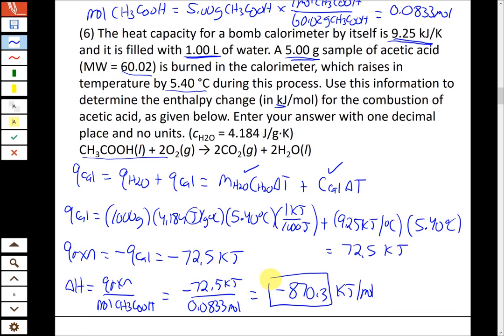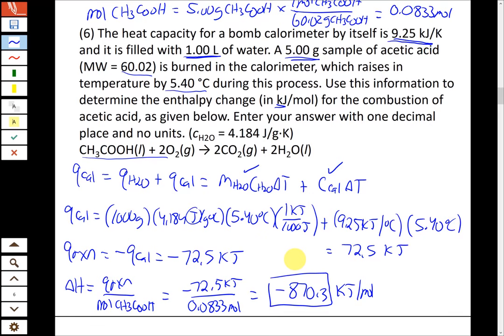Okay, so this is a pretty typical bomb calorimetry problem. You're likely to see one on the exam. And it's always going to be these same 3 steps. Calculate the heat for the calorimeter using the given information in the problem. Relate that to heat of reaction, which just means putting a minus sign on it, or changing the sign. And then take that and divide it by the amount of substance, typically the moles of substance, to figure out delta H per mole. Okay, so any questions on that?